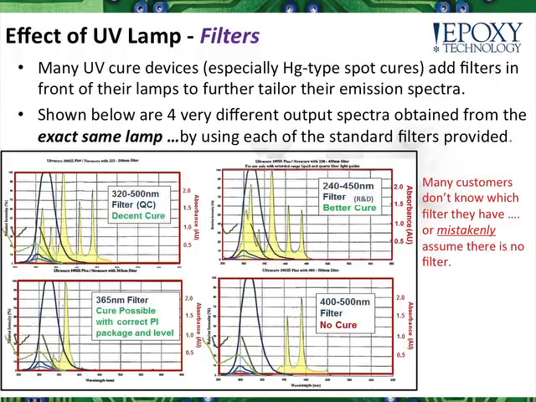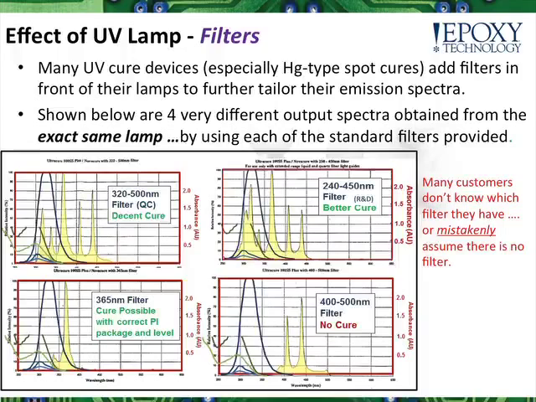And speaking of lamp spectrum output, it's additionally critically important when evaluating your lamp that you look to see if it has any filters. We commonly run into customers that don't even know they have filters in their lamp. And those filters can be cutting off critical UV wavelengths. You can see in the bottom right-hand corner that that's a 400 to 500 nanometer filter and is actually cutting out all of the critical UV wavelengths needed to polymerize a standard epoxy.